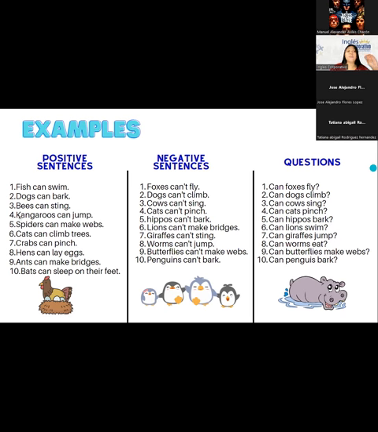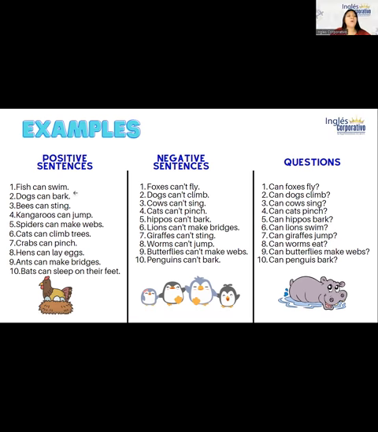Jose, okay, Jose, positive sentences, Manuel, negative sentences, and questions? Okay, thank you, Jose. All right, so go. Example, positive sentence. Very good. Fish can swim. Dog can bark. Bear can sting. Kangaroos can jump. Spider can make webs. Cats can climb trees. Crabs can pinch. Hens can lay eggs. Ants can make bread. Bat can sleep on their feet. Okay. Thank you.